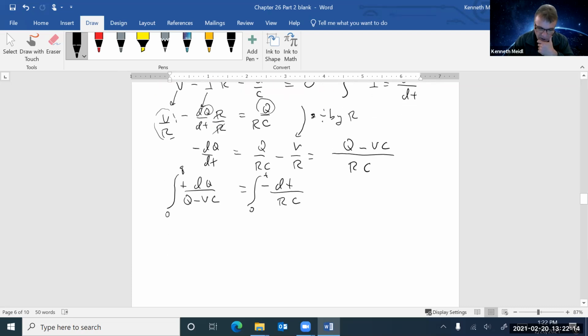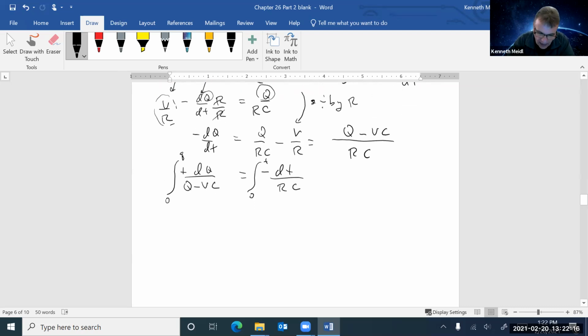Okay, now one side of this is easy to handle because this right here, RC, the resistor is a constant, the capacitor is a constant, so those pass out of the integral sign, and so you've got that right there.